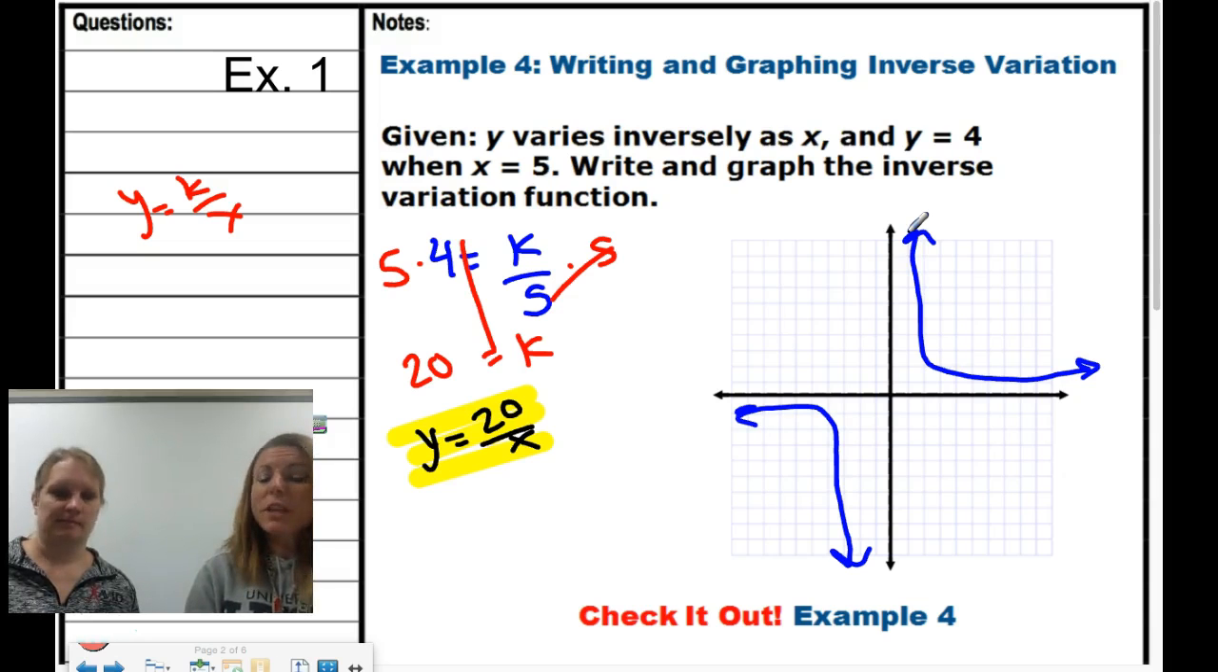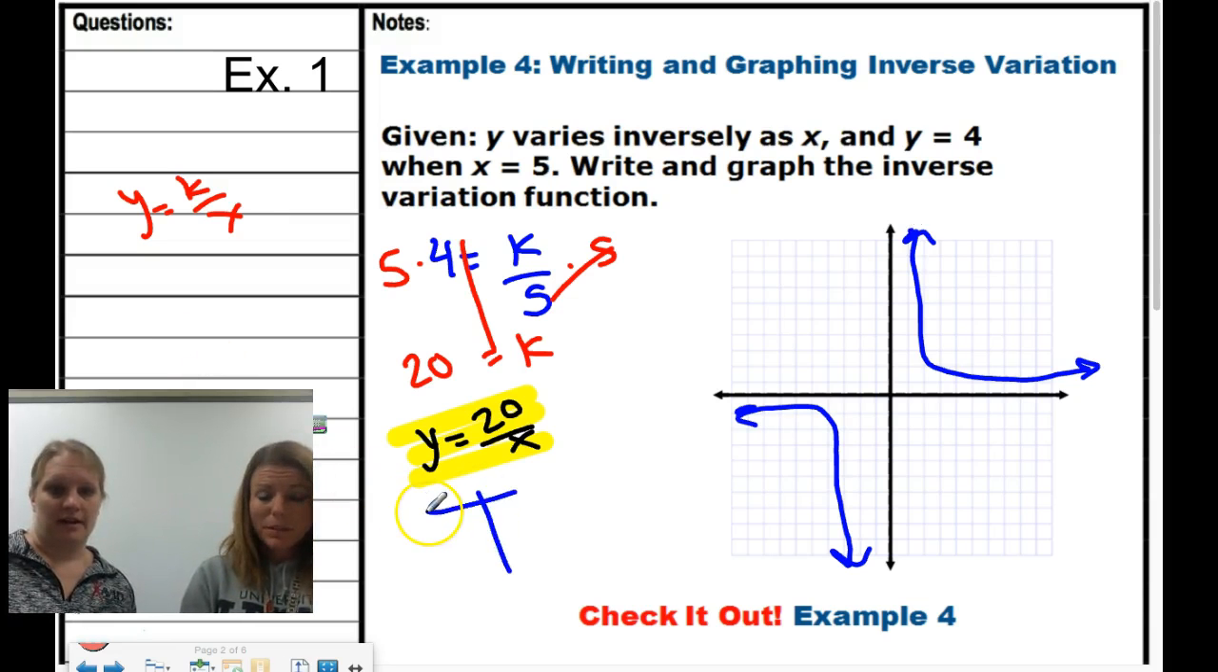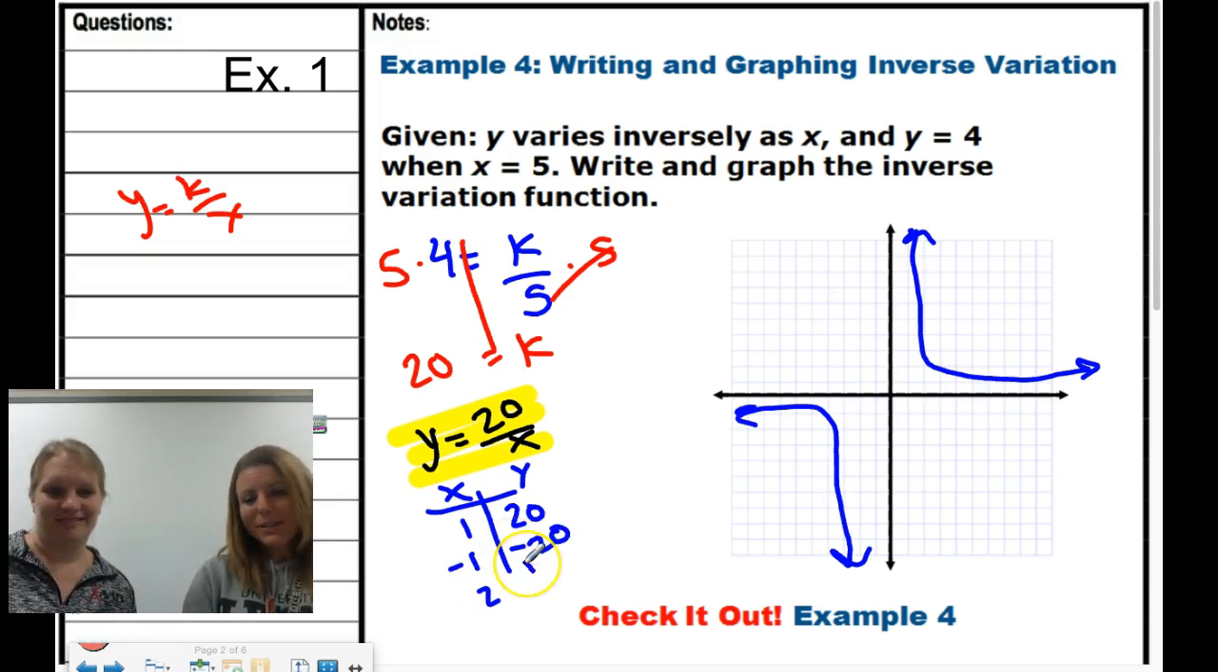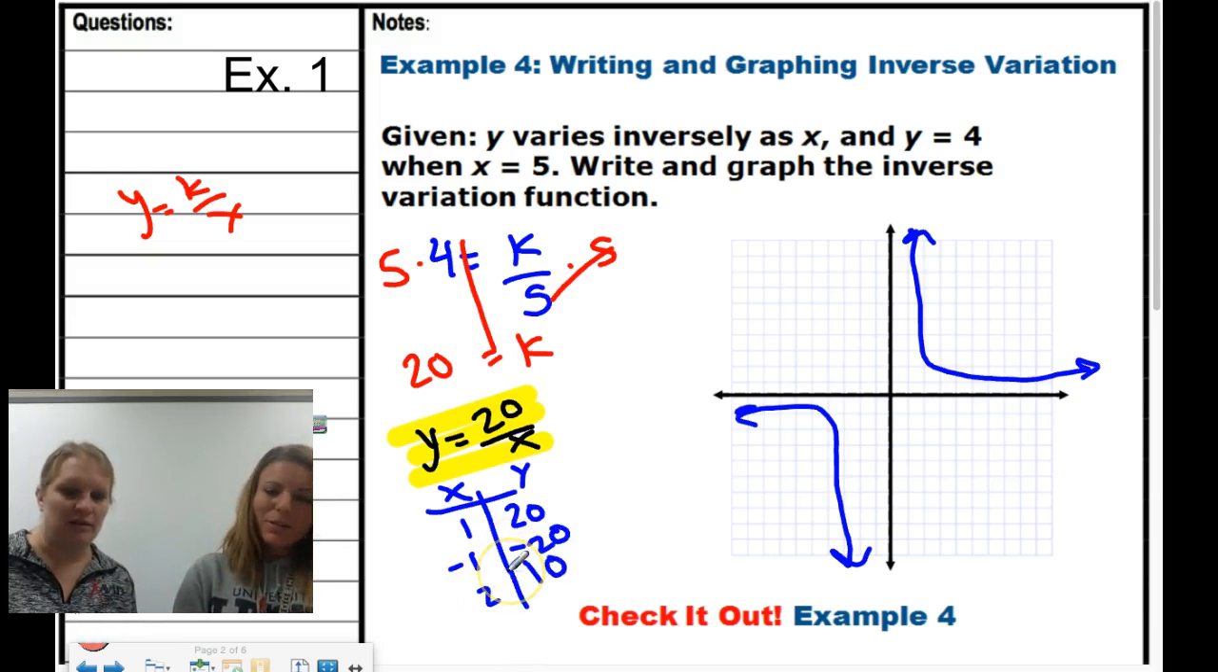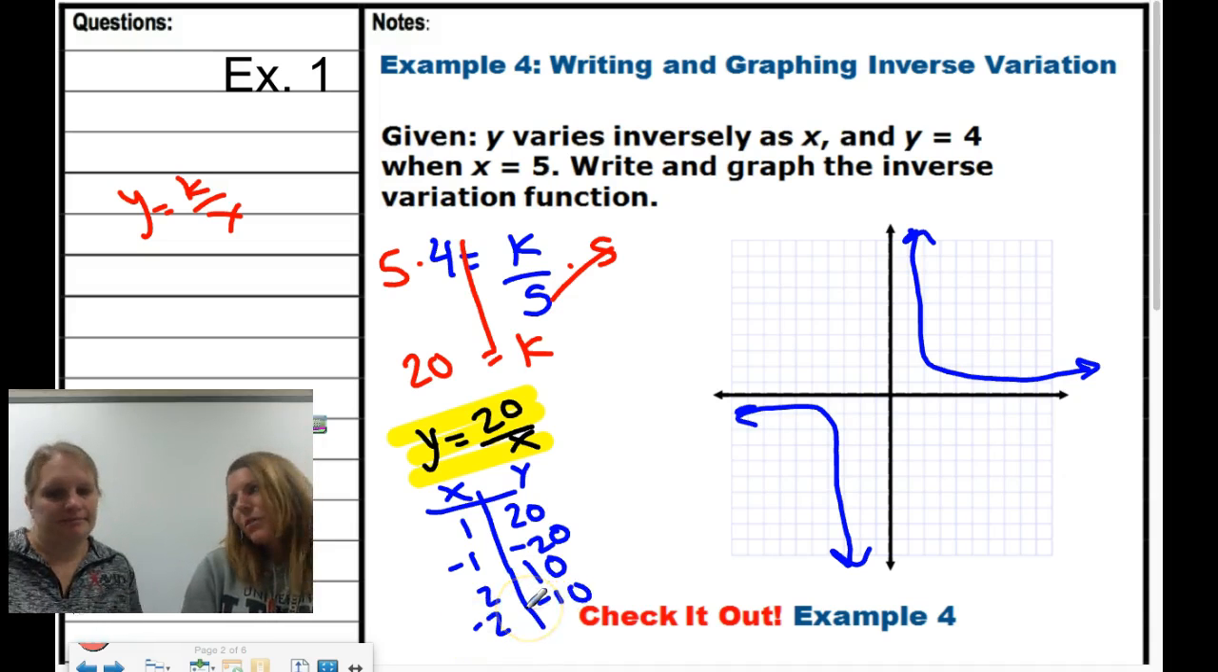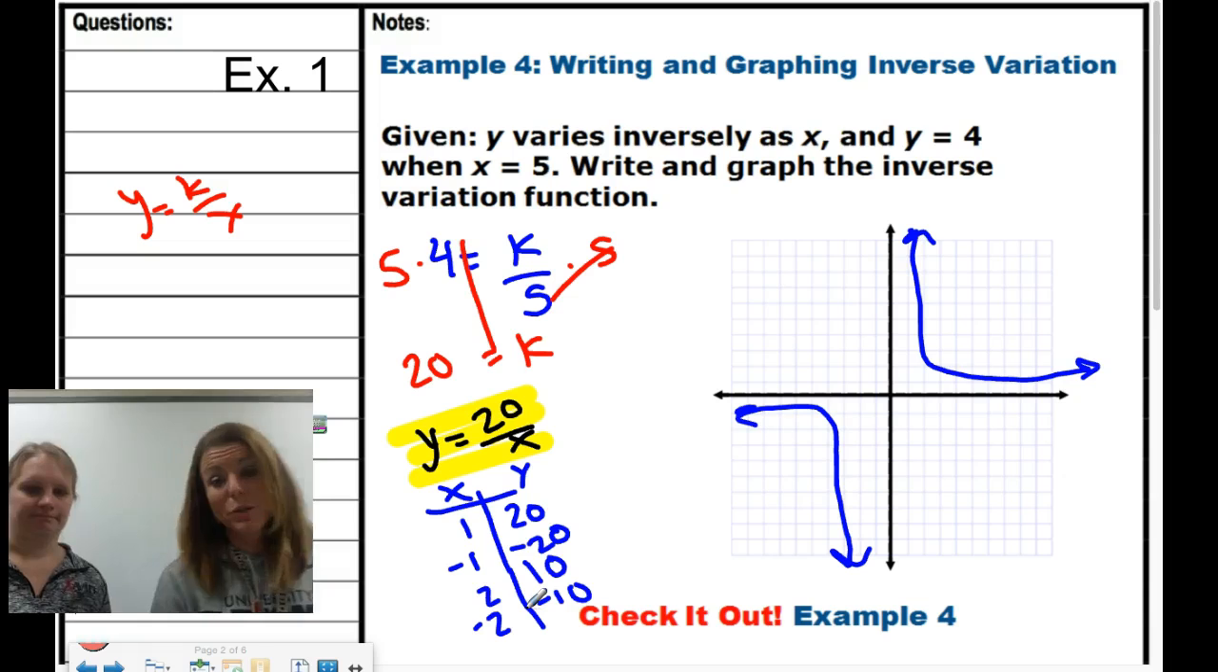You can plot this by hand by making a table of x and y values. If x is 1, y is 20. If x is negative 1, y is negative 20. If x is 2, y is 10. You usually only need 3, but I would do one more: negative 2, which gives negative 10. That's enough. It gives you an idea, but I would use a graphing calculator.